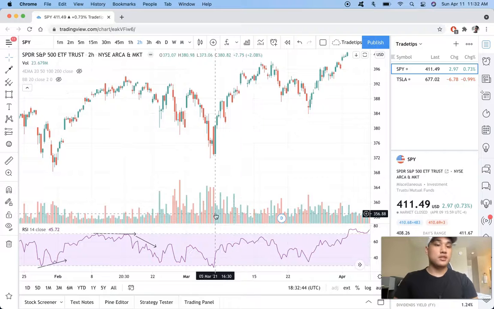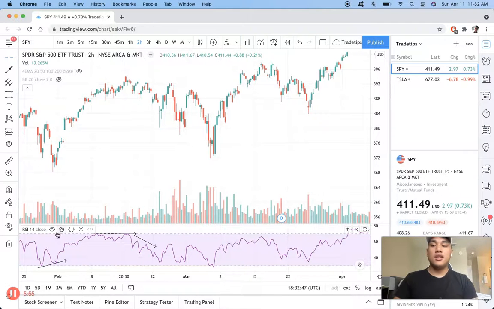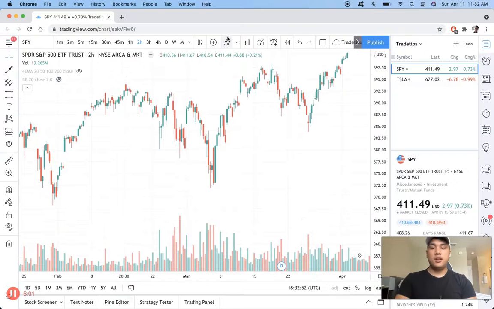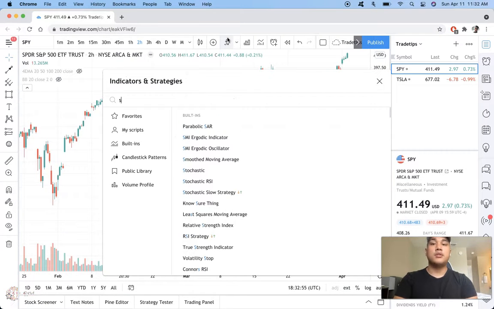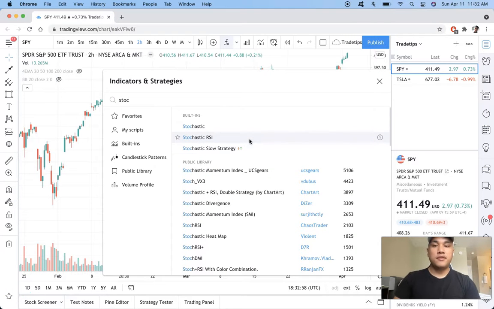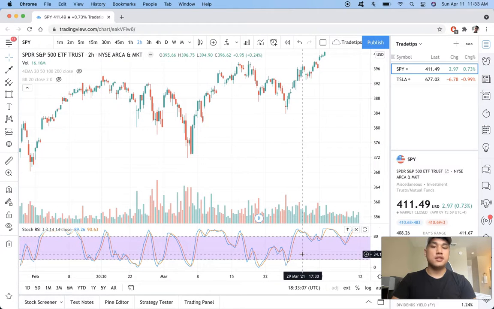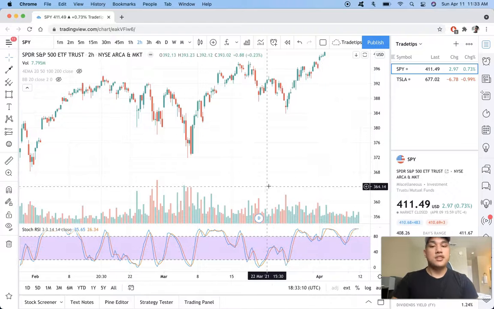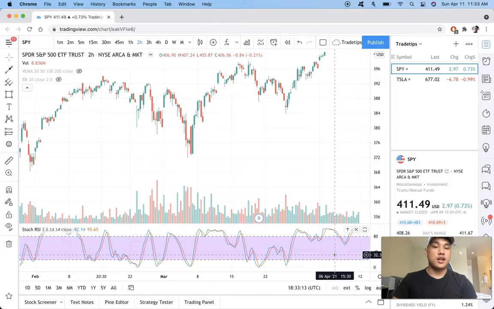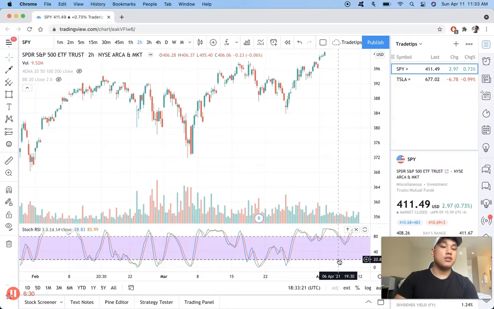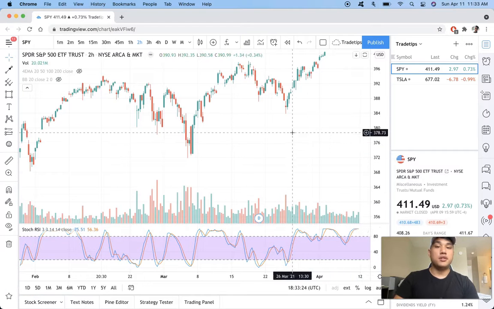So this is why we actually started using more of the stochastic. We're going to take this off by clicking the remove button, go on the top and type in stochastic. And we find that the stochastic RSI function has done really well for us. It's almost the same thing, except you'll see two lines, and you don't need to worry too much about it. It's the same concept as the RSI: if the stochastic is above the 70, then it's overbought, and if it's under 30, then it's going to be oversold.